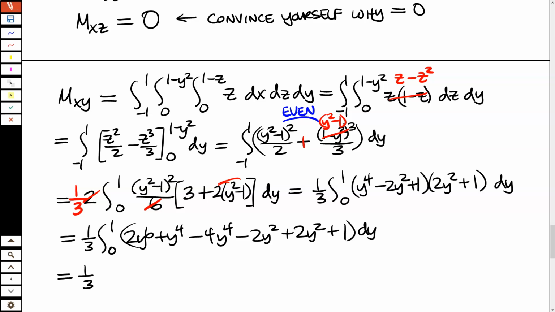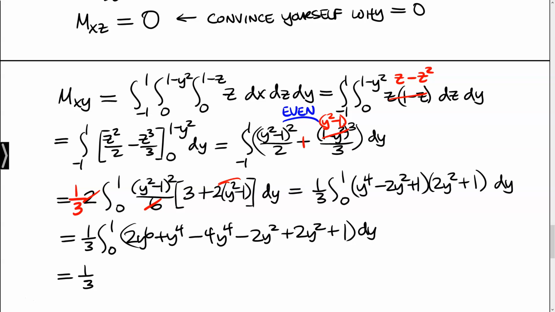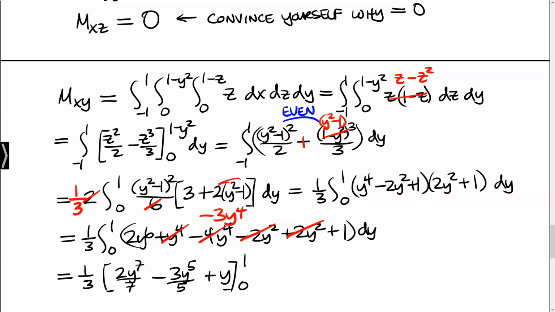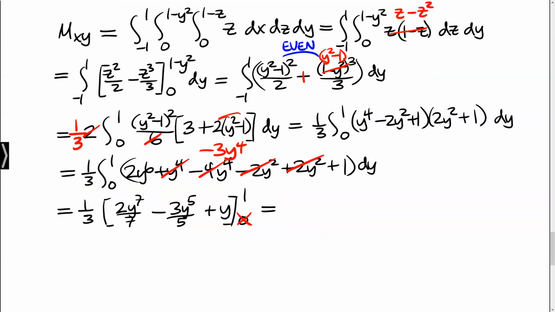And a lot of stuff cancels, as usual. These make a minus 3y to the 4th. Okay, so this is going to integrate to 2y to the 7th over 7 minus 3y to the 5th over 5 plus y from 0 up to 1. All right, so this is going to be 2/7 minus 3/5 plus 1.